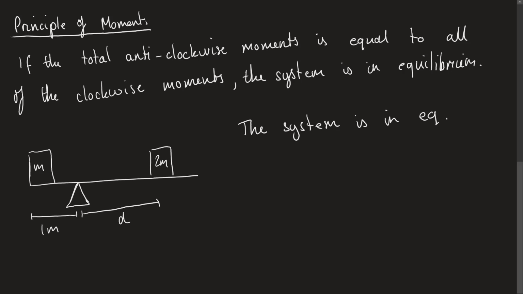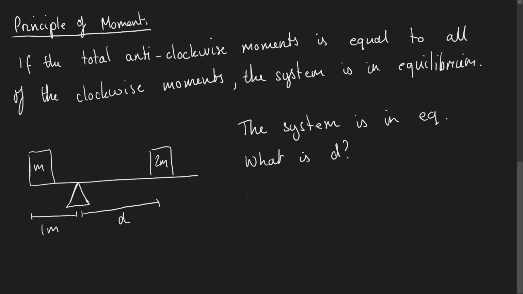I'm going to simplify equilibrium to just EQ, and then what is d? What is the distance d? Now what you have to remember is this is going to cause some sort of anti-clockwise moment, and this is going to cause a clockwise moment. For them to be in equilibrium, they have to be equal.